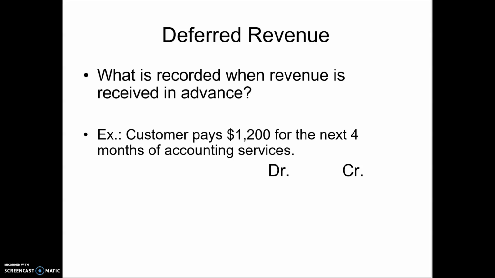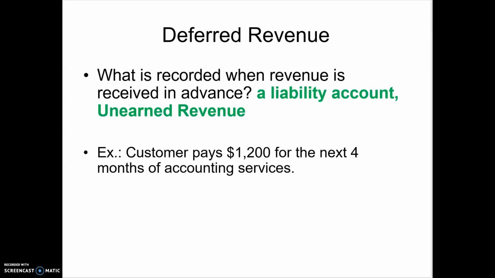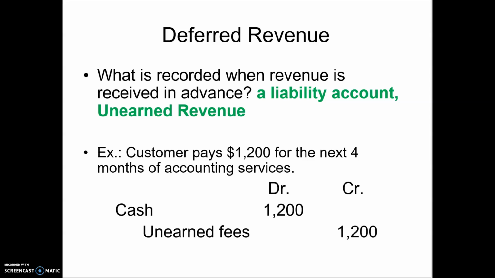This is a transaction that would have been recorded during the period. The customer pays $1,200 for the next 4 months of accounting services. So we're getting $1,200 from the customer, and now we owe them accounting services. So we know when revenue is received in advance, we are dealing with a liability account, unearned revenue, because we owe services to that customer. So in this example, when we get the $1,200, we're going to debit cash, we're going to credit unearned fees or unearned revenue.